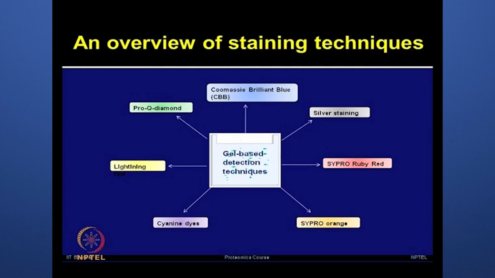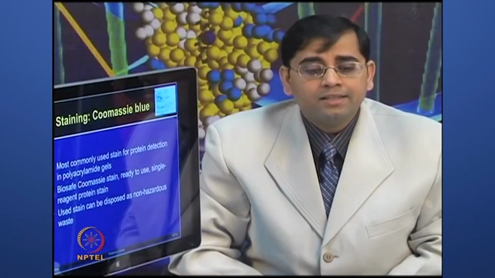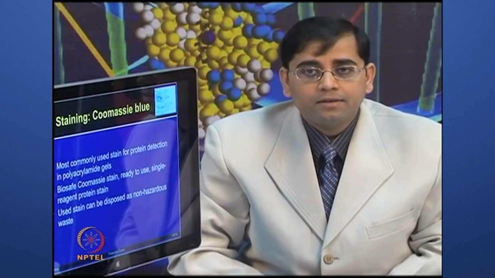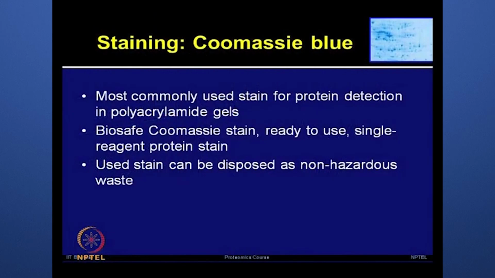Let us start with Coomassie blue staining. This is one of the most commonly used stains for protein detection in polyacrylamide gels. The sensitivity is good, but not very sensitive as compared to silver or SYPRO Ruby. But its ease of performing the staining method, stability, very low cost, and good compatibility with mass spectrometry make Coomassie blue a stain of choice for most of the laboratories worldwide.